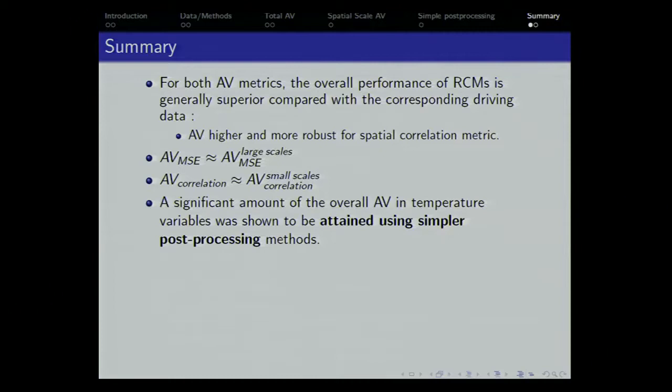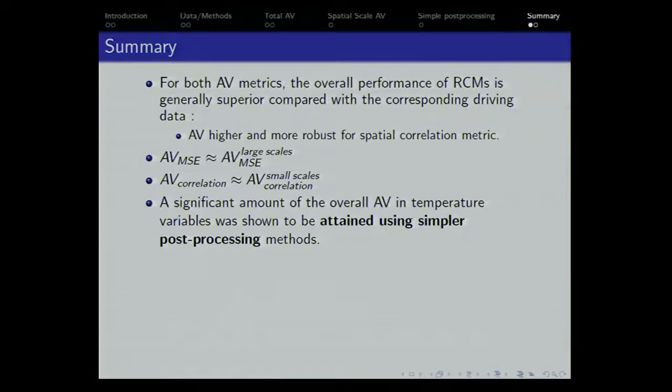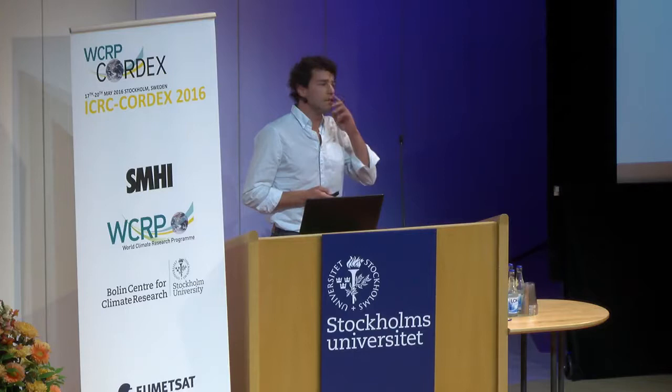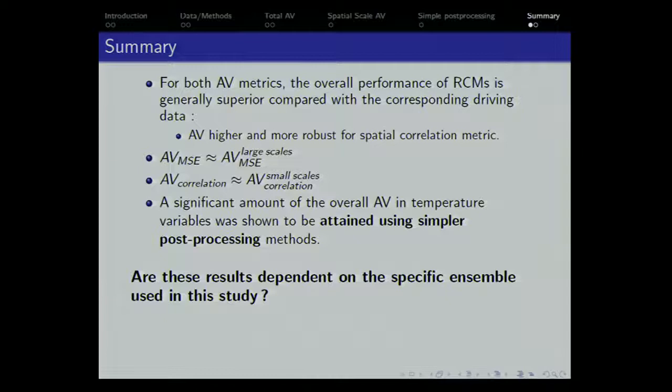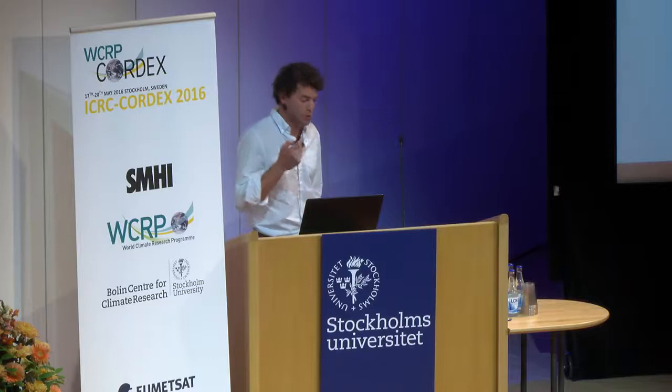So we show that overall, the RCMs produce better results than the driving data. And that looks way more consistent for the spatial patterns than for the absolute values. We also show that the mean square error is related with larger scales, while for the spatial correlation pattern, we really need explicitly the fine scale information. And we show that a large part of the added value for temperature related variables can be obtained using some very simple post-processing. I think this is the place to also raise what would happen if we do a similar analysis in a much larger and more comprehensive ensemble like CORDEX in Europe, where we also have way better observations. And so I am looking forward to seeing if we obtain the same general results.